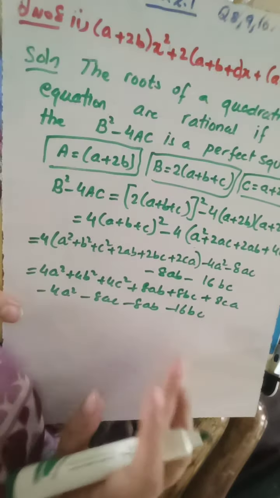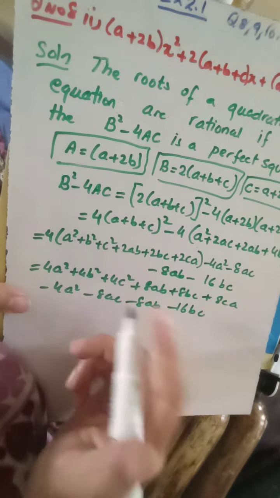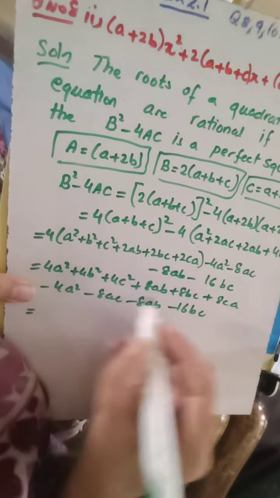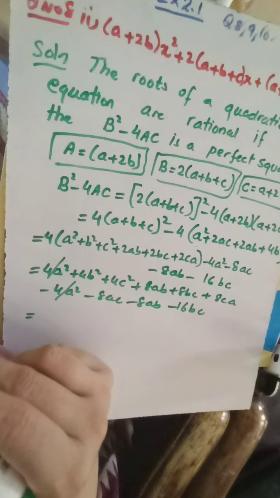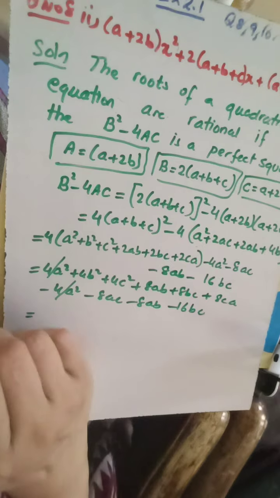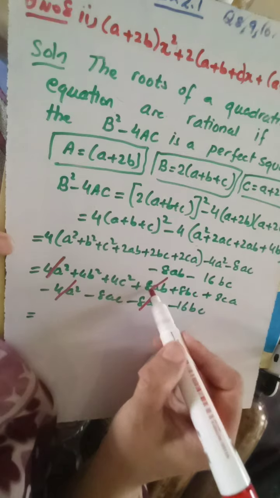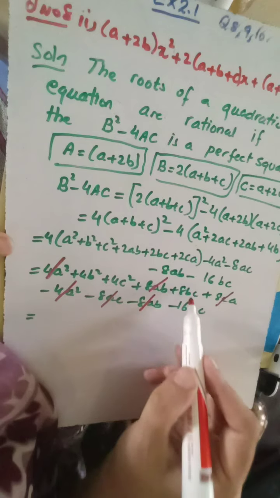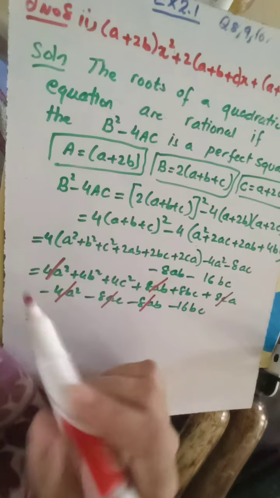So now our aim is to show that this expression is a perfect square, means to show that this expression is a square of some other expression. We have to write it as a whole square of some expression. Okay, 4a square is cancelled out with 4a square. 8ab will also be cancelled out. 8ac and 8ca will be cancelled out. The only thing left is 8bc minus 16bc, which is negative 8bc, and 4b square and 4c square.